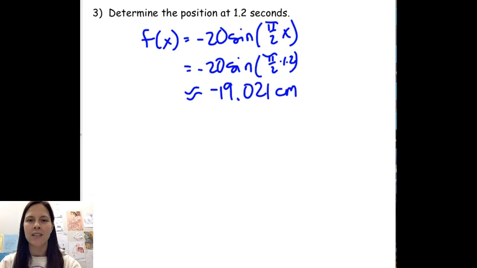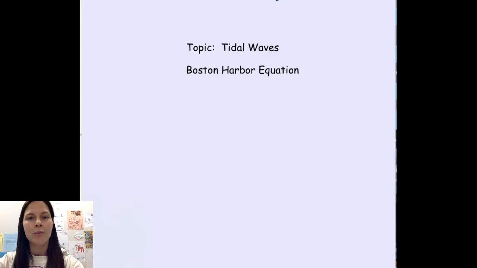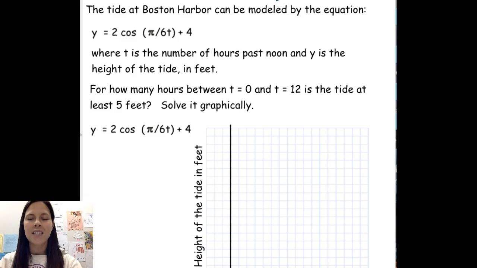Next example, we're going to be looking at tidal waves again. In this example, we're given the equation for the function of the tides at Boston Harbor. T is the number of hours past noon. Y is the height of the tide. Our units are feet. The question this time is how many hours between noon, time equals 0, and 12 hours later, or midnight, is the tide above 5 feet, or 5 feet or greater? We're going to solve it by graphing the function, and then we'll use the graph to answer the question.